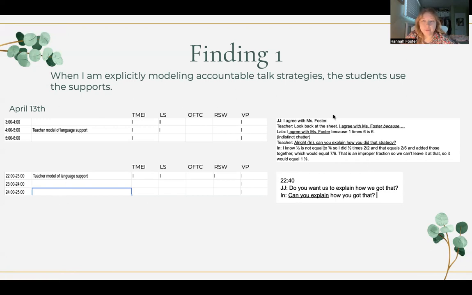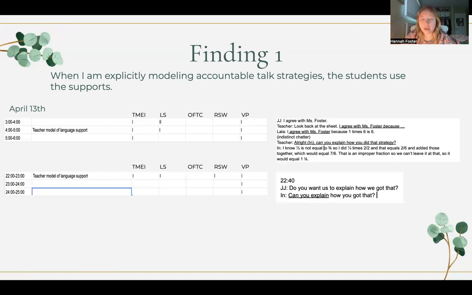And then down here, this is from minute 22 to 25. I am again modeling how you do it. And then this is from minute 22:40. JJ says, do you want us to explain how you got that? And instead of me saying, yes, can you explain how you got that? In takes that role switching support. This is the first time he himself used it. And he says, can you explain how you got that? So instead of taking a backseat to this, he jumped in, noticed that he could use one of those accountable talk strategies and use it himself.